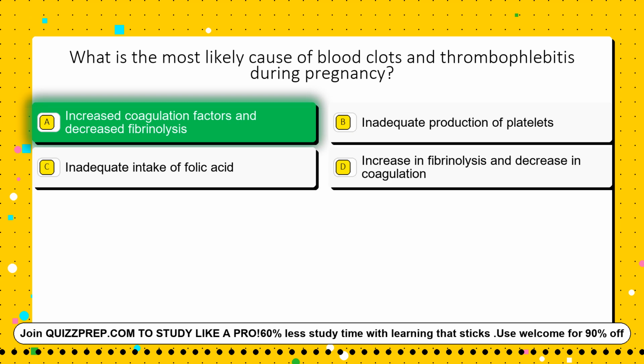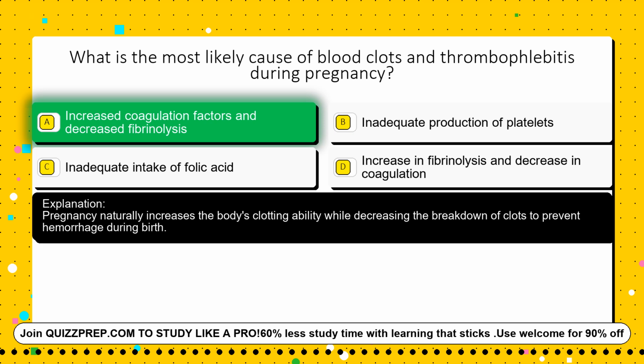The correct answer is option A. Increased coagulation factors and decreased fibrinolysis. Pregnancy naturally increases the body's clotting ability while decreasing the breakdown of clots to prevent hemorrhage during birth.